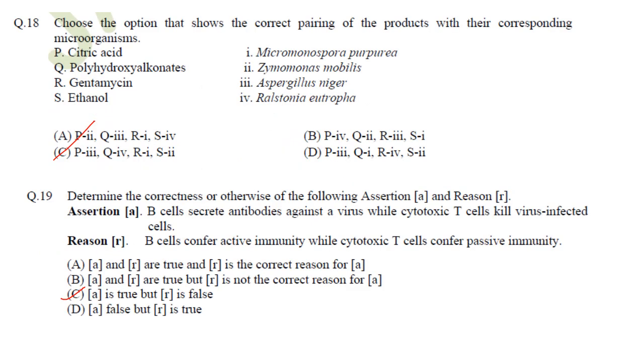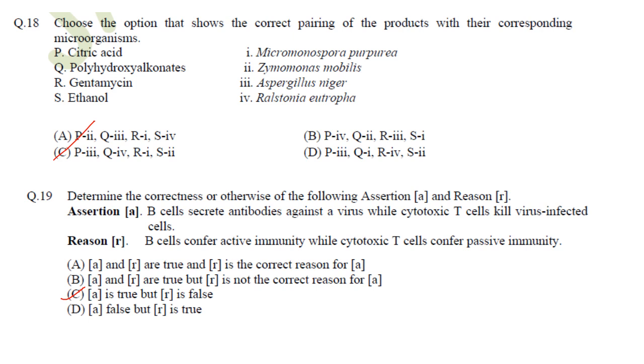Then next one. Choose the option that shows the correct pairing of the products with their corresponding microorganism. Citric acid is Aspergillus niger, P3. Polyhydroxyalkanoates is Ralstonia eutropha, Q4. Then gentamicin is Micromonospora purpurea and ethanol is Zymomonas mobilis. So answer is option C, P3Q4R1S2.